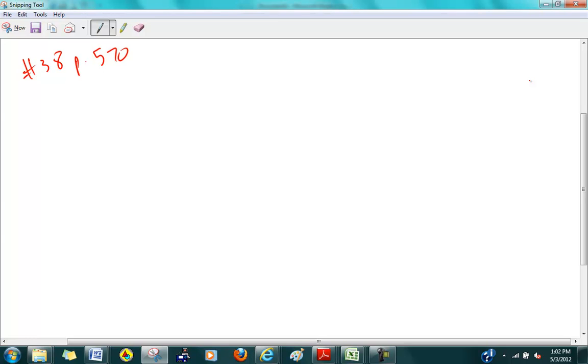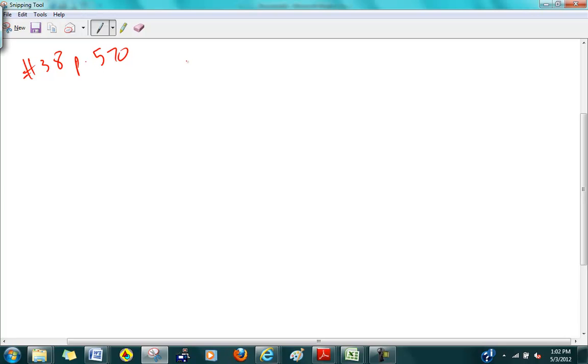Okay, all right, number 38. A total of $46,000 is invested in two corporate bonds that pay 6.75 and 7.25 in simple interest. The investor wants an annual interest income of $3,245. What is the most that can be invested in the 6.75 bond?